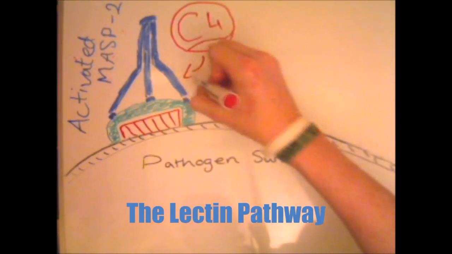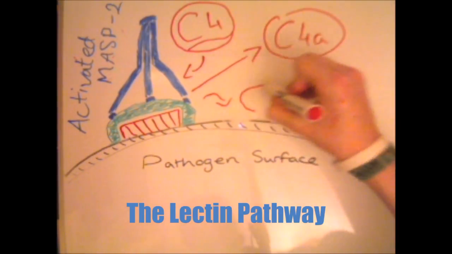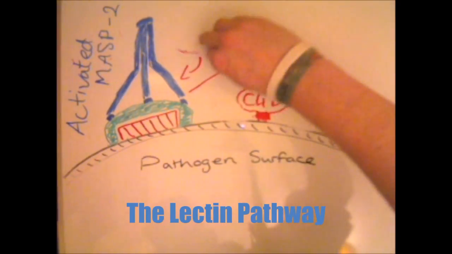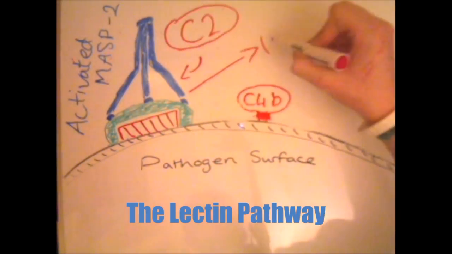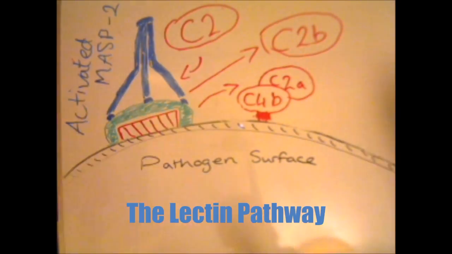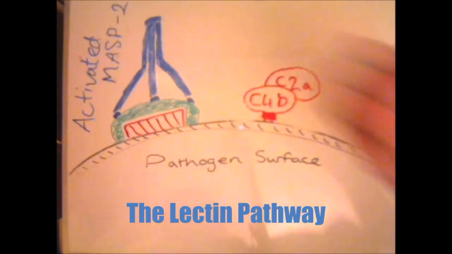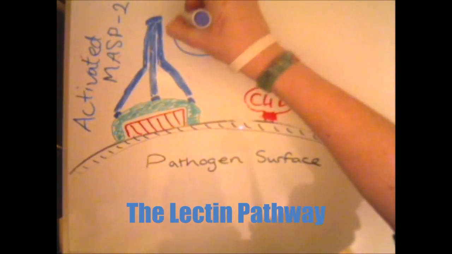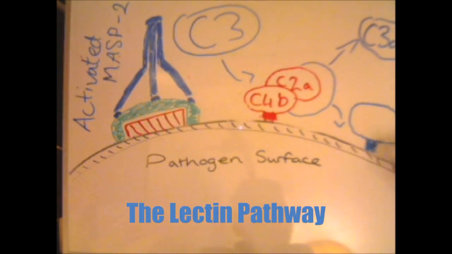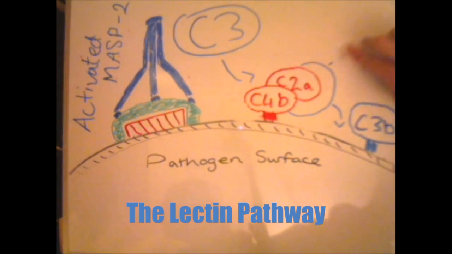Activated MASP2 cleaves C4 to C4a and C4b. Some C4b binds covalently to the pathogen surface. Activated MASP2 also cleaves C2 to C2a and C2b. C2a binds the surface C4b, forming the classical C3 convertase C4b2a. C4b2a binds C3 and cleaves it to C3a and C3b. C3b binds covalently to the pathogen surface. C3b causes the opsonization of the pathogen and cytolyzes via complement protein C5.